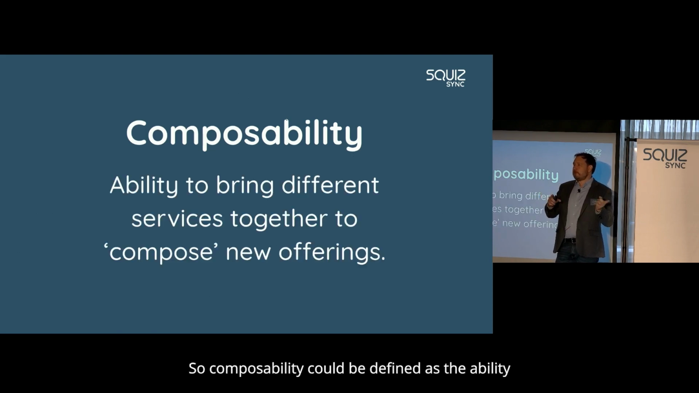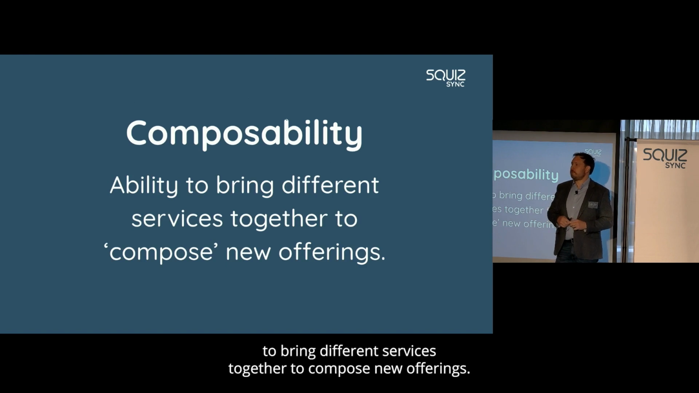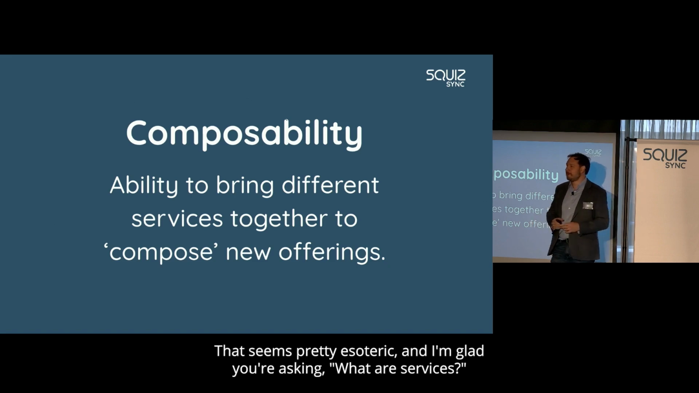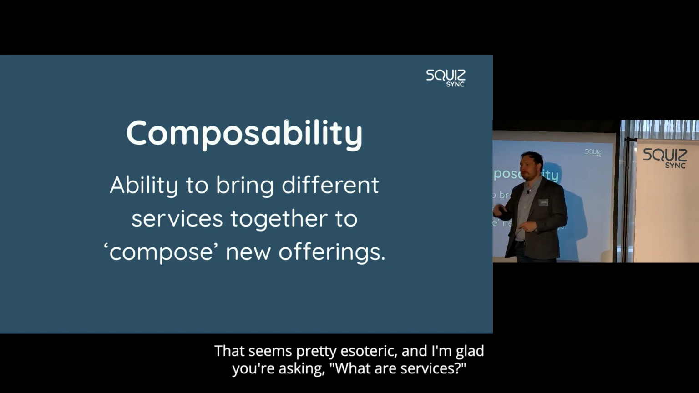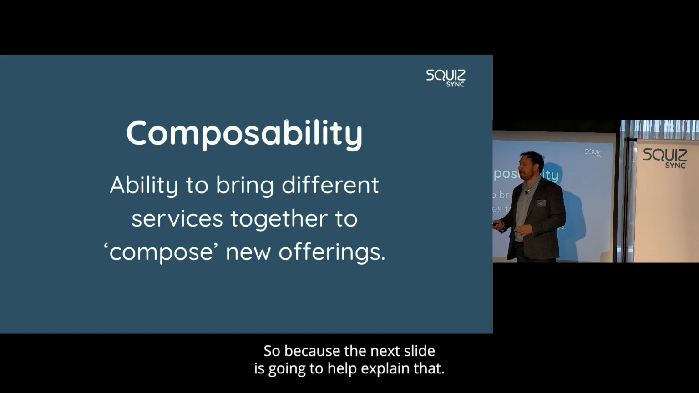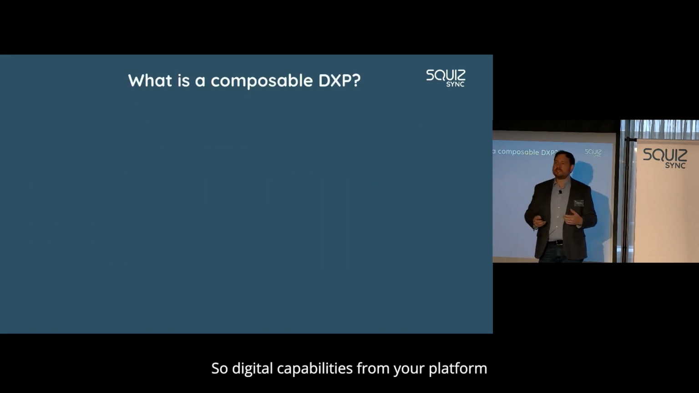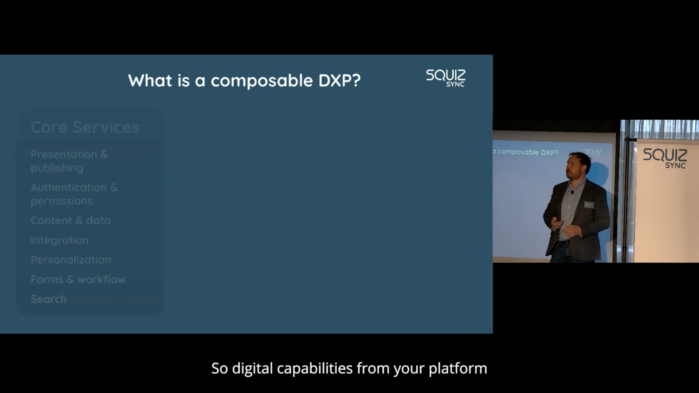So composability could be defined as the ability to bring different services together to compose new offerings. Now, I know you go, what the hell is that? That seems pretty esoteric. And I'm glad you're asking what are services, because the next slide's going to help explain that. So services is another way of saying capabilities, so digital capabilities from your platform.